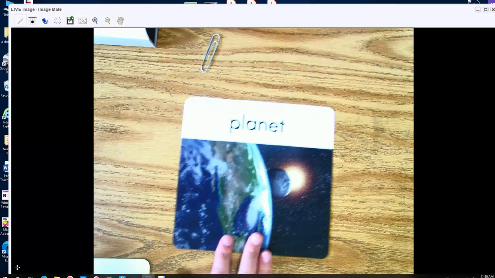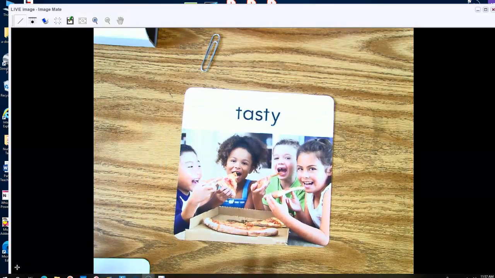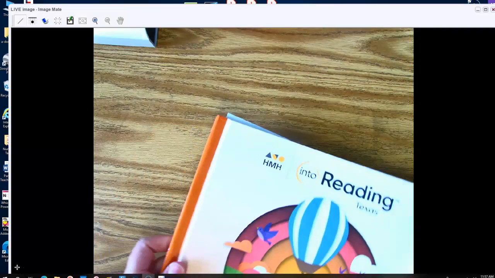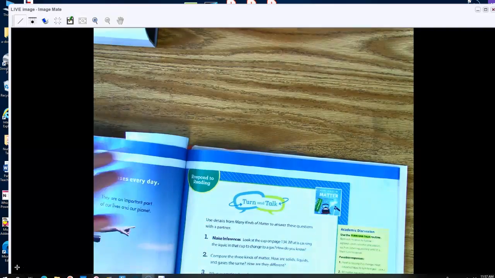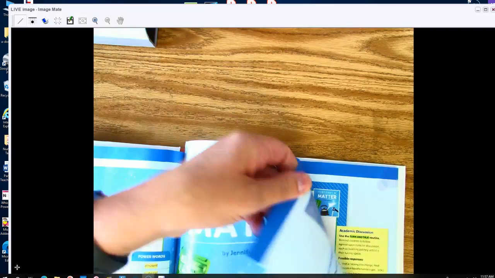Planet. Our Earth is a planet. We take care of our Earth. And tasty. Tasty is something that is good. So this pizza is tasty. Okay, so open up to Many Kinds of Matter in your book, if you aren't already there. Many of you already are. We're going to talk about the different ways to understand content area words in our story here.